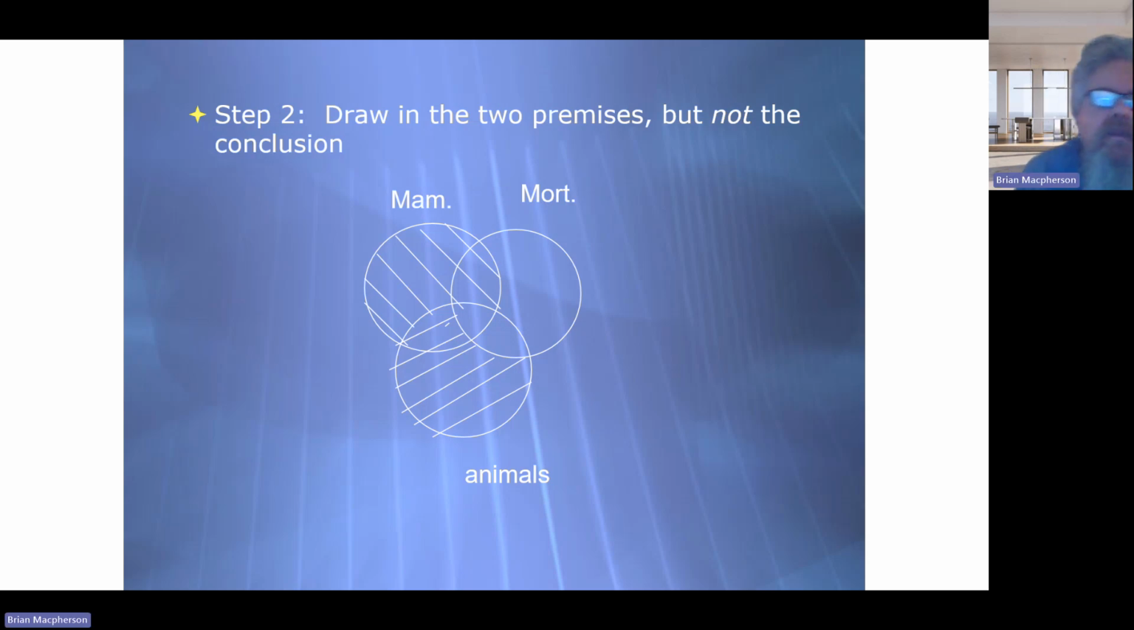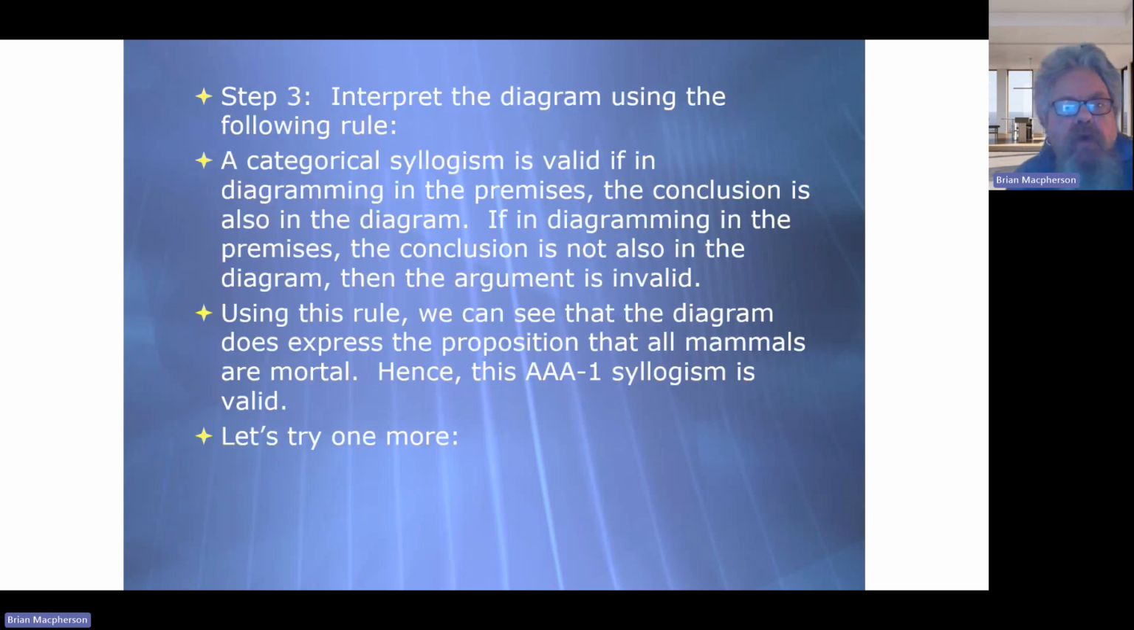Okay, and so the question is, by diagramming in the two premises, did I also get the conclusion? And as it turns out, I did, because the conclusion is that all mammals are mortal. And this diagram here does in fact say that, right? Any place where there are mammals is also where there are mortals. And so all mammals are mortal. And so we say then the AAA-1 is in fact valid. Okay. Now let's try another one.